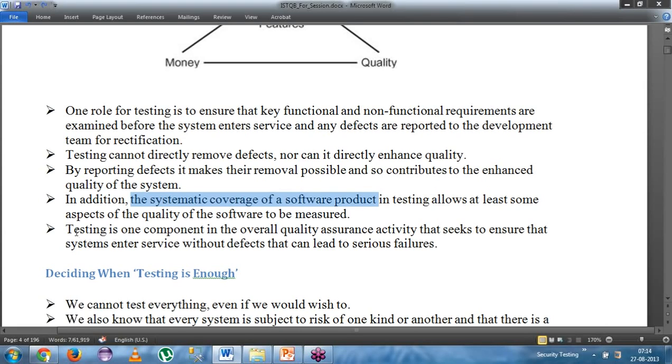Okay, and then testing is one of the components for the overall quality assurance activity. So what we are talking about here is that testing is one of the components. Unless we take care of the other things such as your process, your architecture, and also your design, when all these things are not in place, testing alone will not have a direct impact on your product. It is one of the areas which can impact your overall quality.